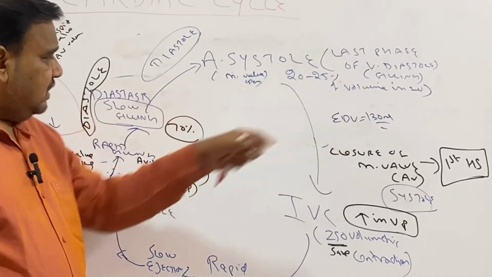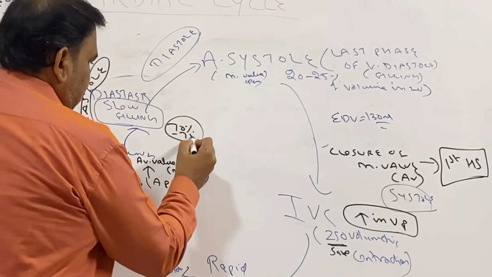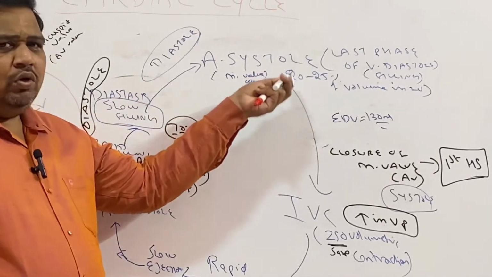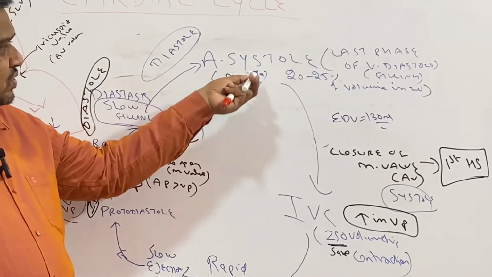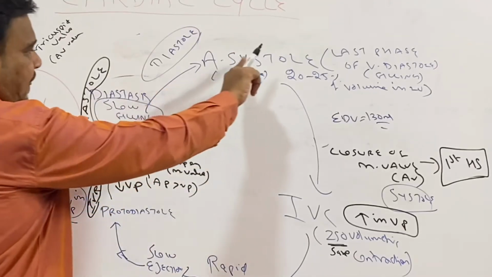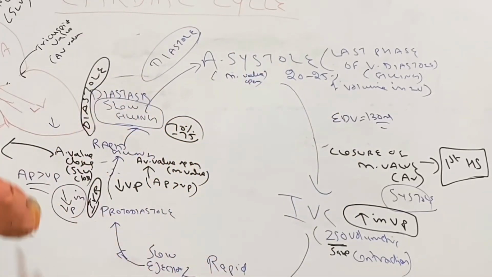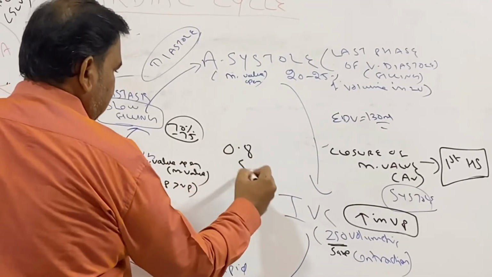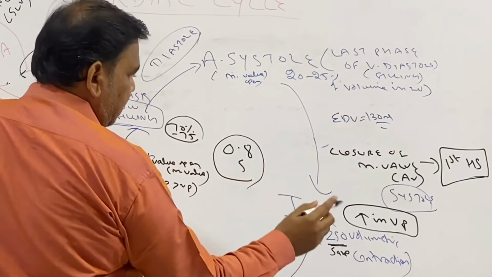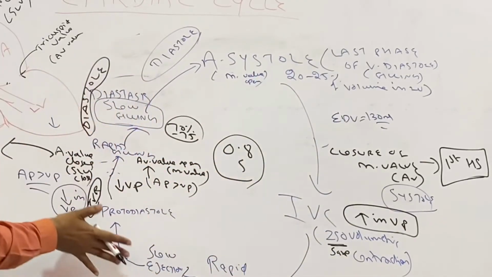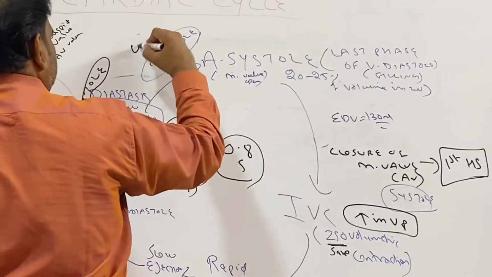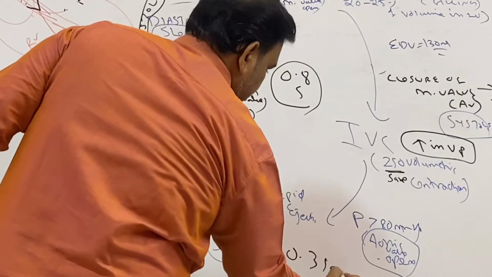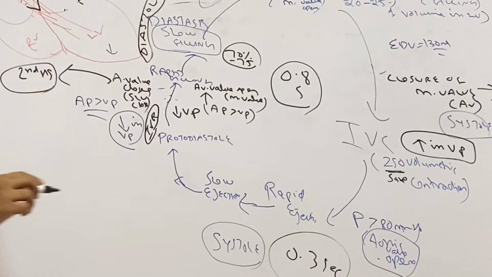In fact, 70 to 75% is by rapid filling and slow filling. 20 to 25%, or 20 to 30%, is from atrial systole. See here, I started with atrial systole and then I am ending with atrial systole. So this entire thing takes place in 0.8 second, and this is the systole phase, this is the diastole phase. Diastole is 0.5 second, systole is 0.3 second. The entire duration is 0.8 second.